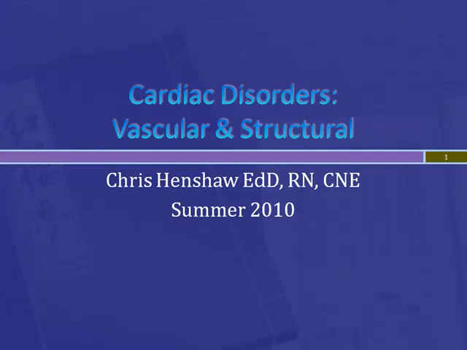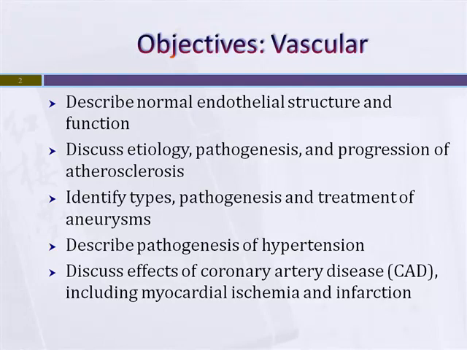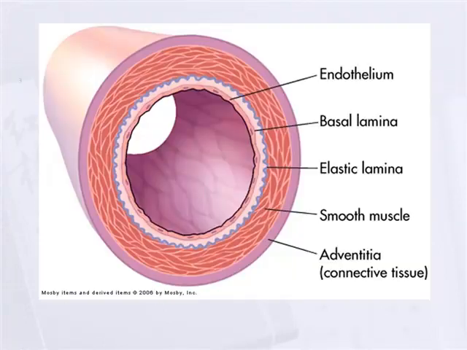Right. We're going to talk about cardiac disorders, and we're going to start with our first section here, which includes vascular and structural disorders. So our objectives here are to look at the endothelium, which we've talked about before, the cells lining the blood vessel and what their role is in regulating various processes in the body. Looking at atherosclerosis specifically, looking at aneurysms, hypertension, and coronary artery disease, including myocardial infarction. So we'll do a little review of some of those topics tonight.